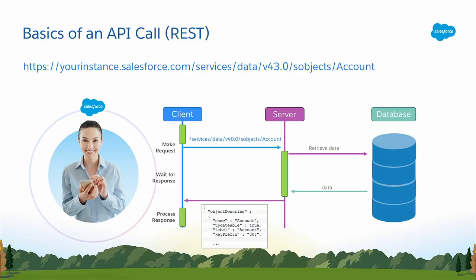the response. And you can see in this example here that the information that we've retrieved for the account object is formatted in a JSON data structure, and it includes basic information about the account. So here, name account, updatable true, label, prefix, et cetera, et cetera. And there's going to be a lot more information in the actual responses that you will get back when you make calls against the APIs, but this is really the fundamental of what an API call looks like.